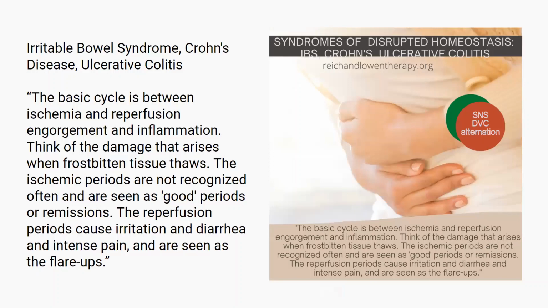Irritable bowel syndrome, Crohn's disease, and ulcerative colitis. The basic cycle is between ischemia and reperfusion, engorgement, and inflammation. Think of the damage that arises when frostbitten tissue thaws. The ischemic periods are not often recognized and are seen as good periods of remission. The reperfusion periods cause irritation, diarrhea, and intense pain, and are seen as the flare-ups.